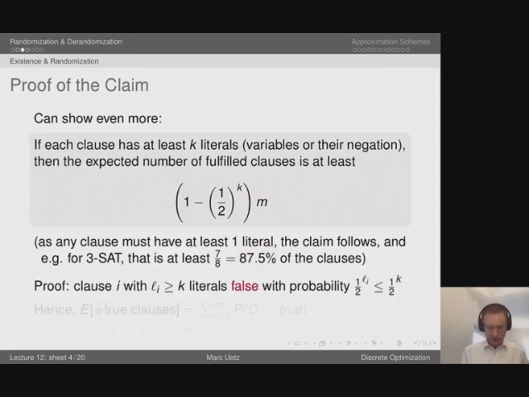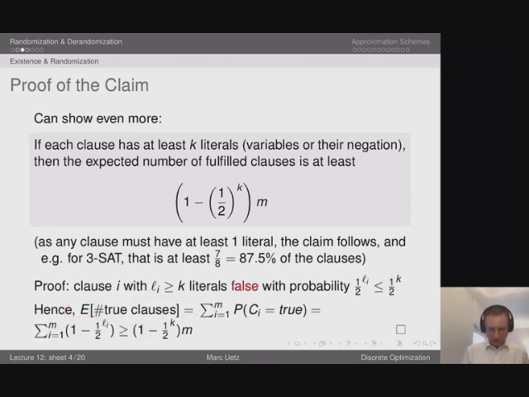So if a clause contains li literals, this clause will be false with probability 1/2 to the li, which, because k is a lower bound on the number of literals, is upper bounded by 1/2 to the k, and hence the expected number of true clauses is at least as large as 1 minus 1/2 to the k times the total number of clauses. So random truth assignments are good in expectation, but for which problem actually?